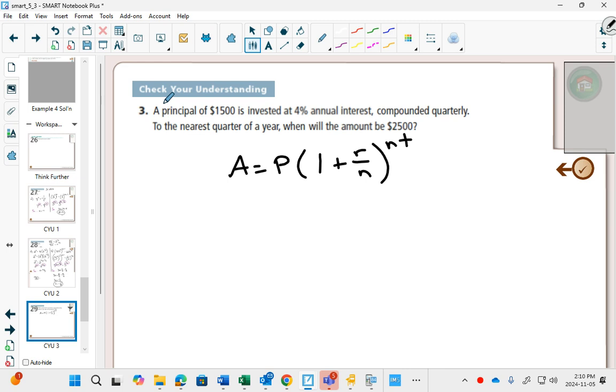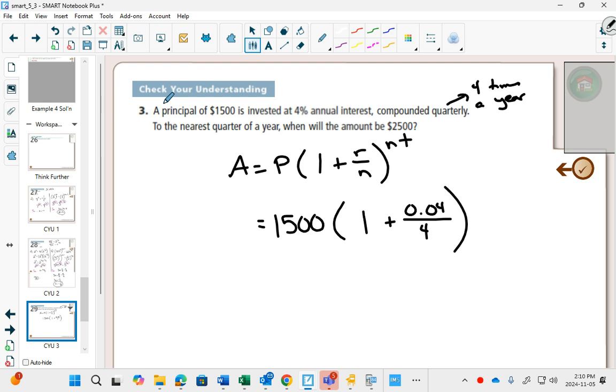So in this case, they tell us the principal. That would go in for the P, 1,500. An interest rate of 4%, so we would have 0.04 for the interest rate. Compounded quarterly. Quarterly is 4 times a year. So that would have a 4 there and a 4 there. And then it says to the nearest quarter of a year, so we're solving for T. When will the amount be 2,500?